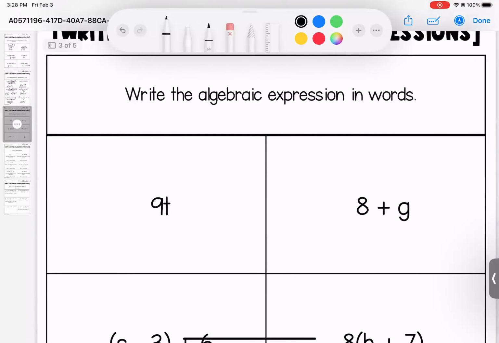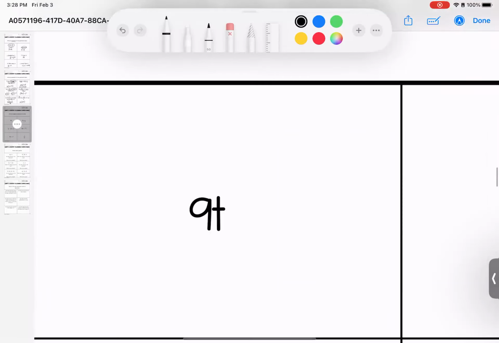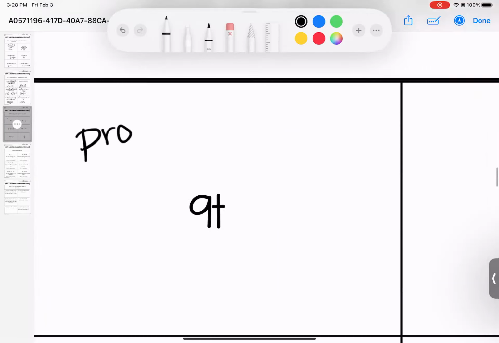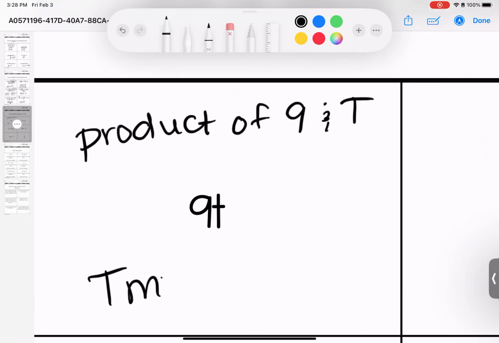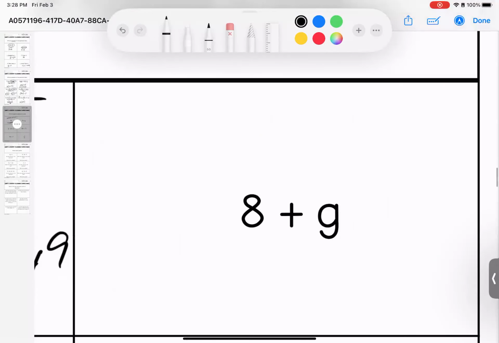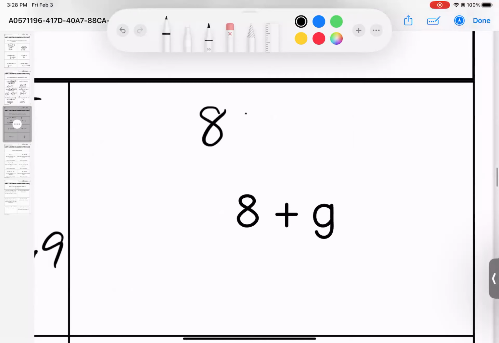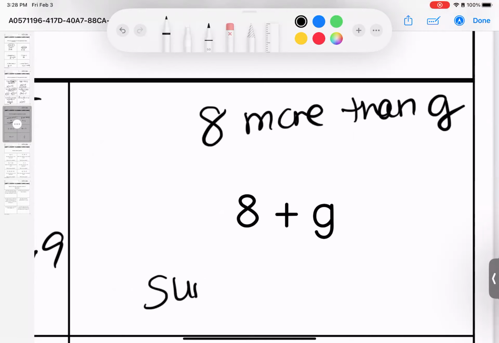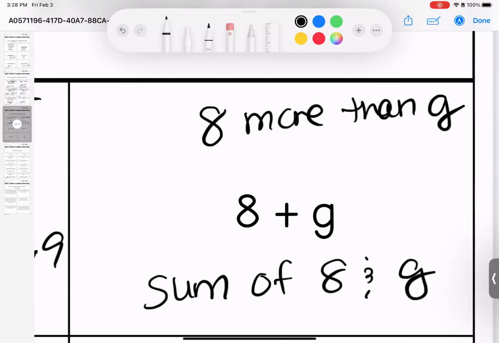All right, write the algebraic expression in words. So we could say the product of 9 and t, or t multiplied by 9. Both of those would be correct. 8 plus g, we could say 8 more than g. We can say the sum of 8 and g. And if you have anything else other than that and you're wanting to check in, let me know.